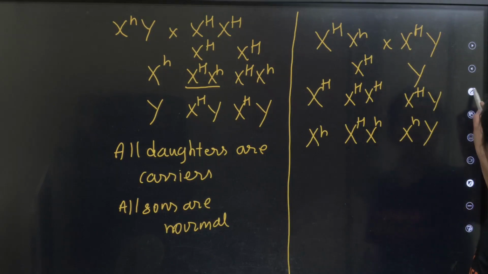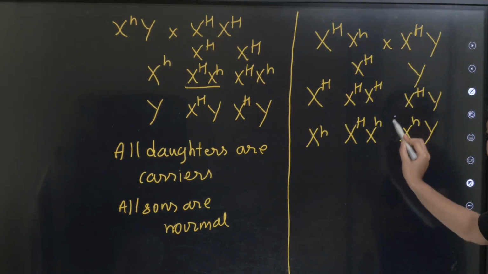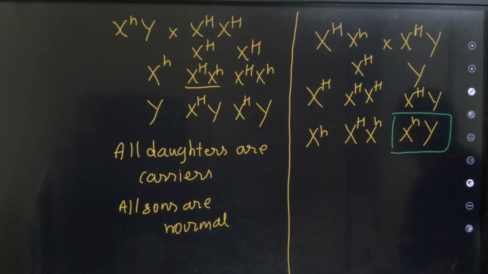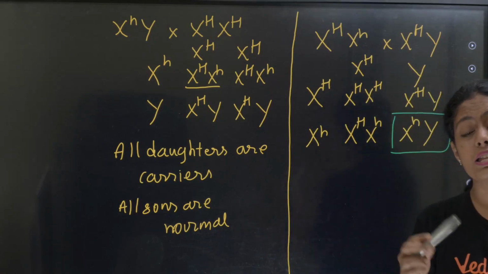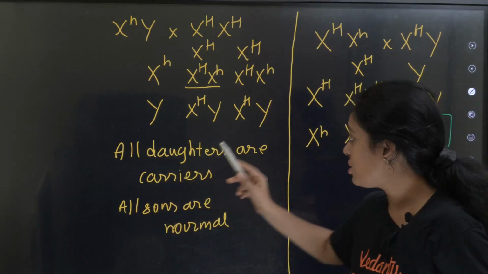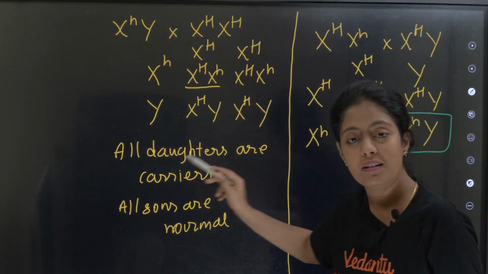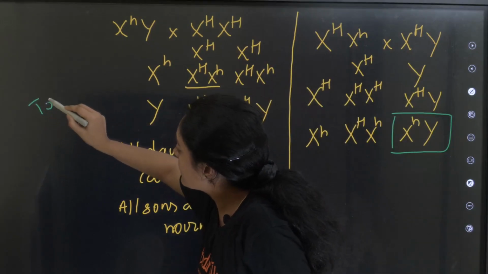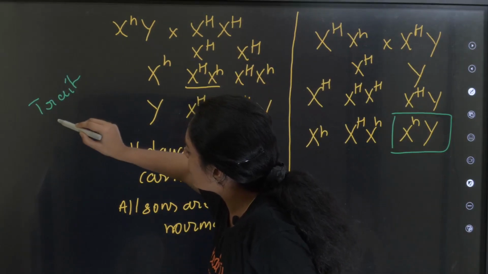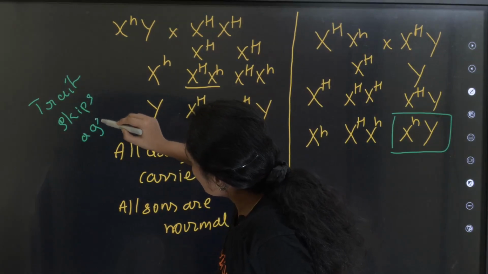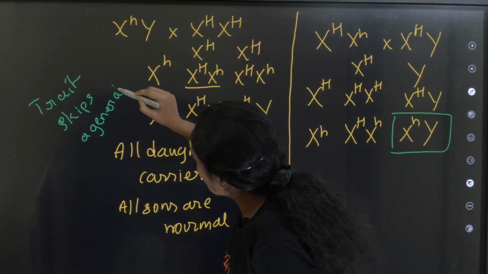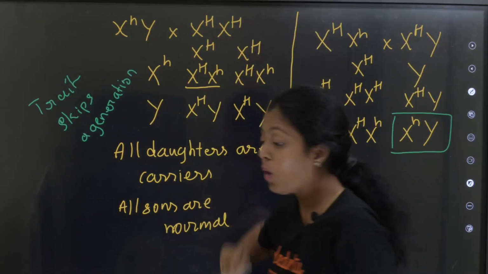Yes, what do you see here pasangla? Do you see here? It is transmitted to the son. The son becomes hemophilic. So here what are you seeing? You can see the trait is skipping one generation. Here you can see no trait. Okay, so the trait skips a generation. Rombo mukyamana vishayam.